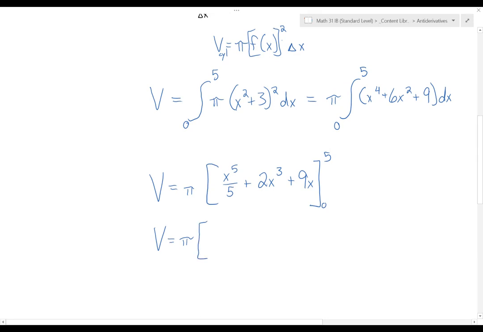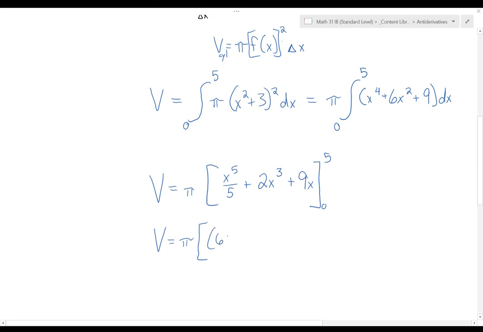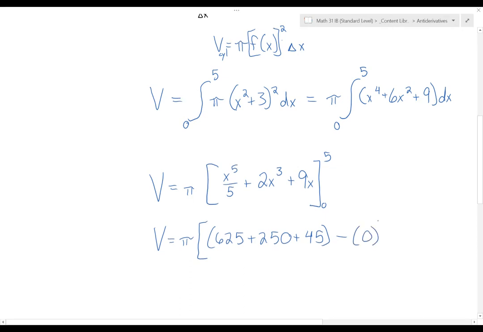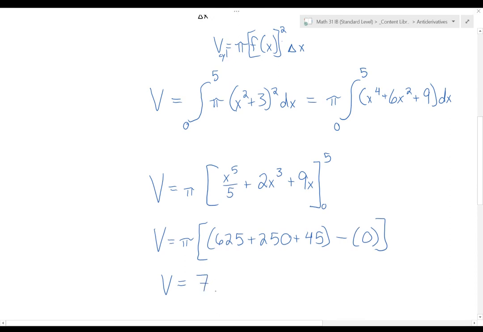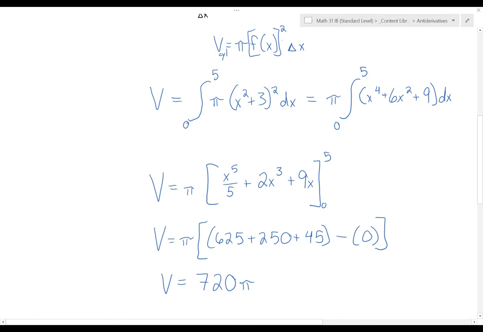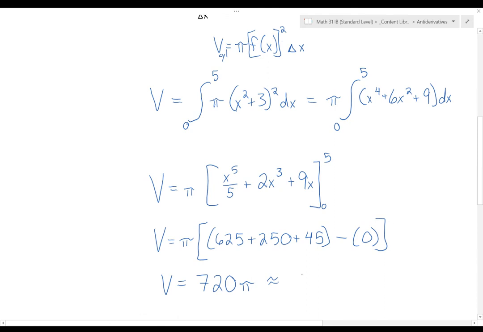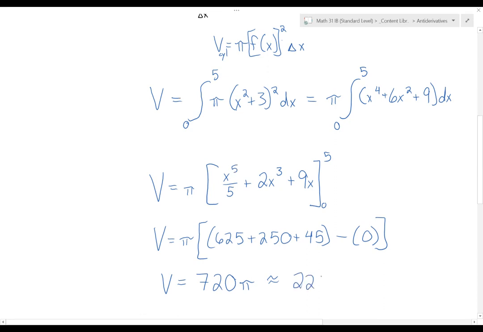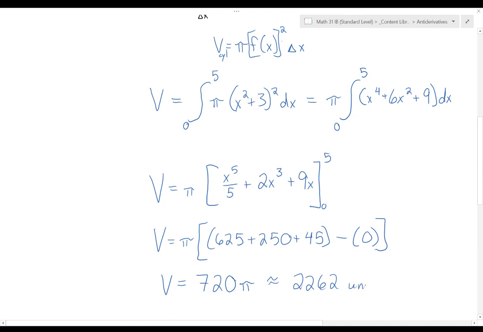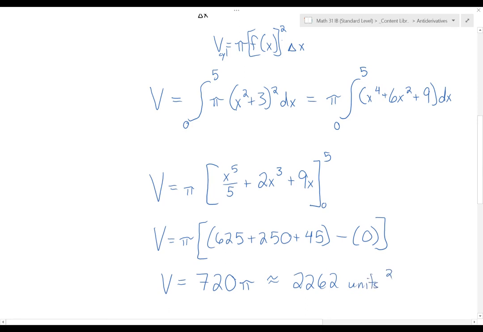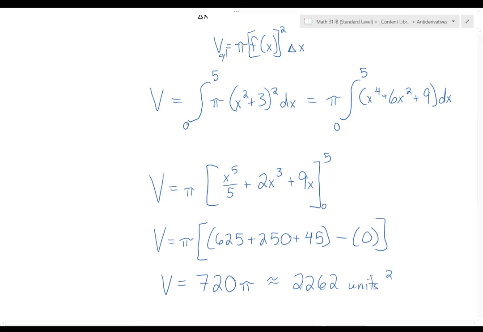So then when I want to evaluate this, I have to substitute in 5. So 5 to the power of 5 divided by 5 is just 5 to the power of 4, which is 625, plus 2 times 125, so 250, plus 9 times 5, which is 45, minus, when I substitute 0 in here, I'm just going to get 0. When we add all these terms up, we get 720, but remember that it is 720 pi. So the exact value of this volume is 720 pi. If you wanted to give an approximate value, you could say it's about 2,262-ish units squared.